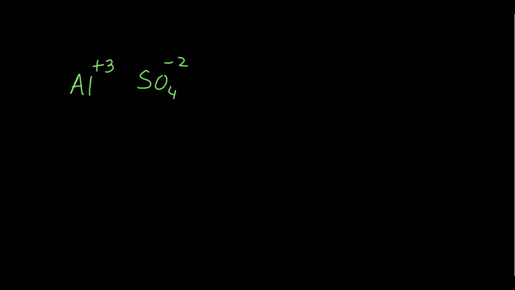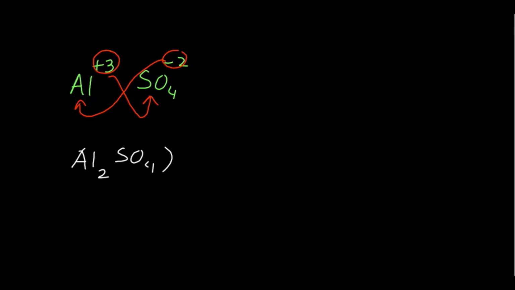Minus 2, which is present on the sulfate ion, will be written here, and plus 3, which is present on the aluminium ion, will be written here. So the formula of aluminium sulfate will be Al2(SO4)3. This is the formula for aluminium sulfate. I hope this formula is clear.